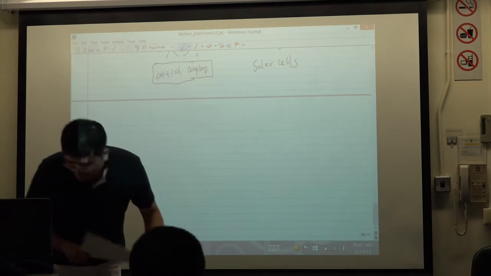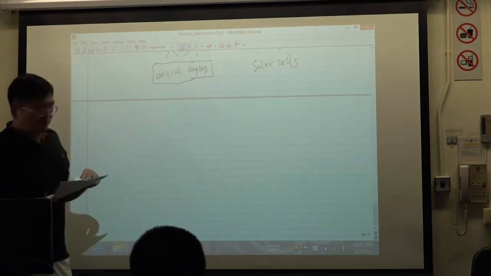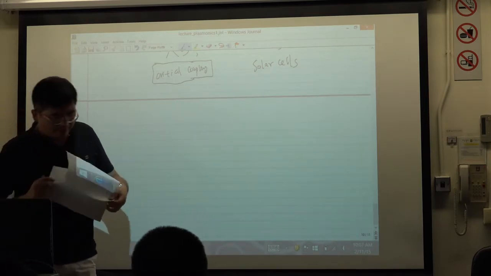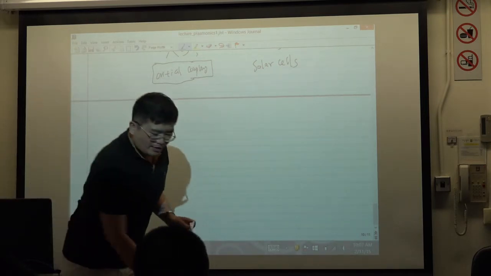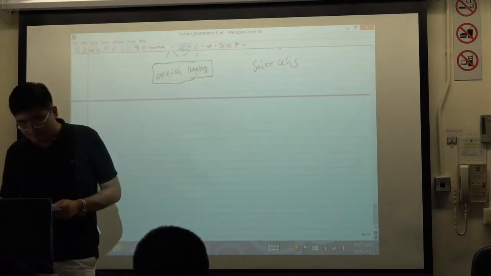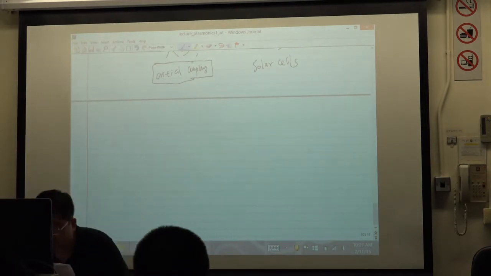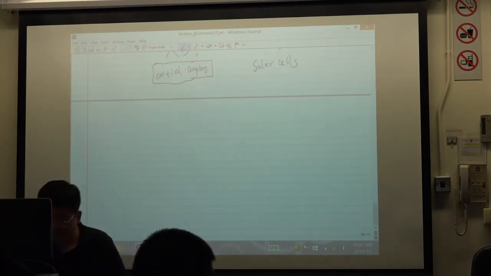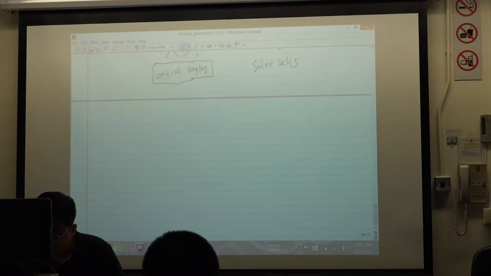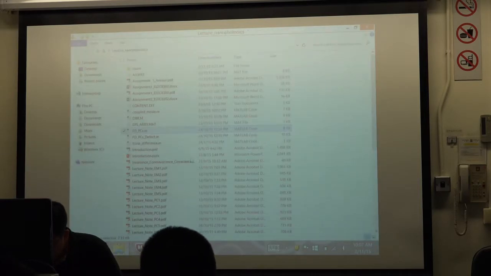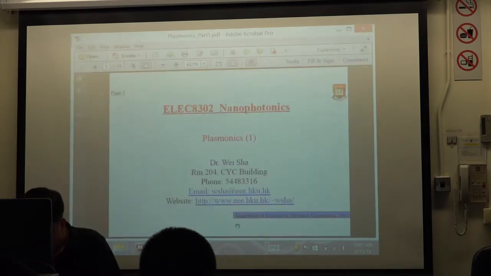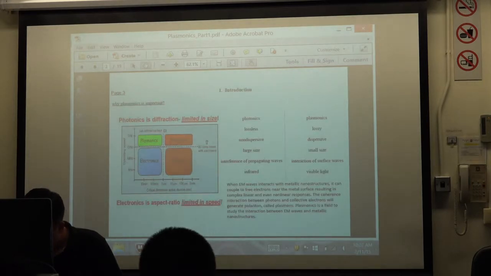Now I can go to the plasmonic part because I would like to show some results for these numerical experiments. Okay, so I finished all the photonic crystal part. Then I can move to the plasmonics part. I go to the plasmonic part.